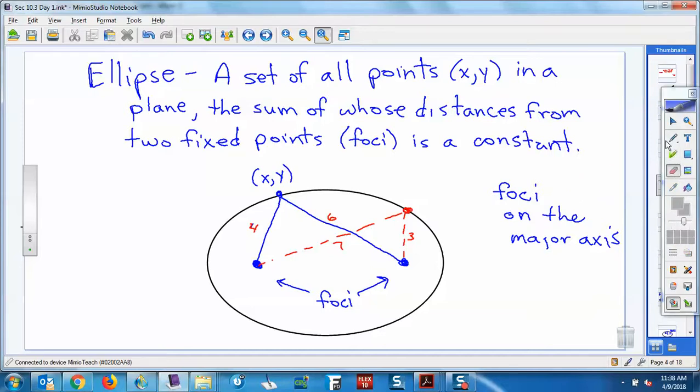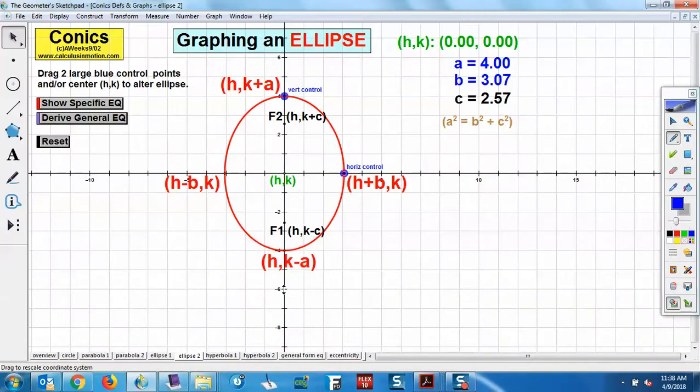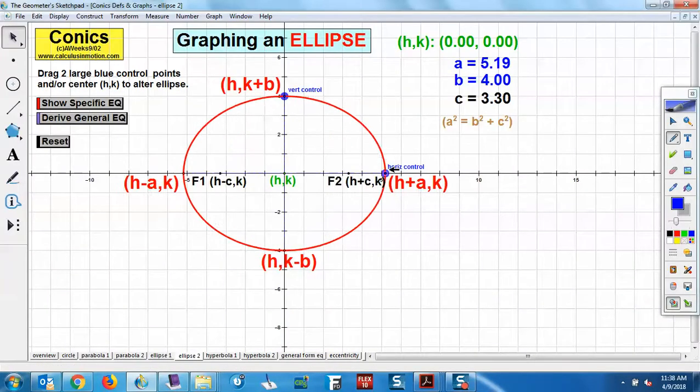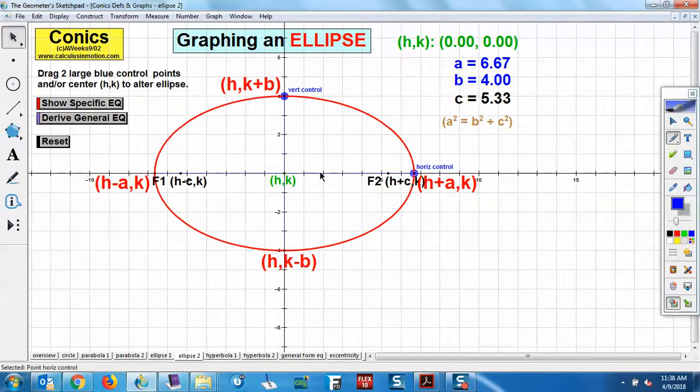My grammar is really good. Foci are on the major axis, right? So if you have an up and down, a vertical ellipse, then you have foci on there. Okay, so like we drew, we said A is on the major, A is this length, and C is there. A and C are always going to be on the same line, the same axis.